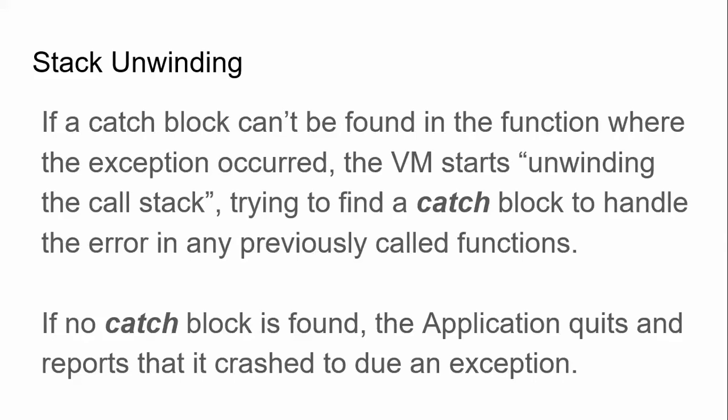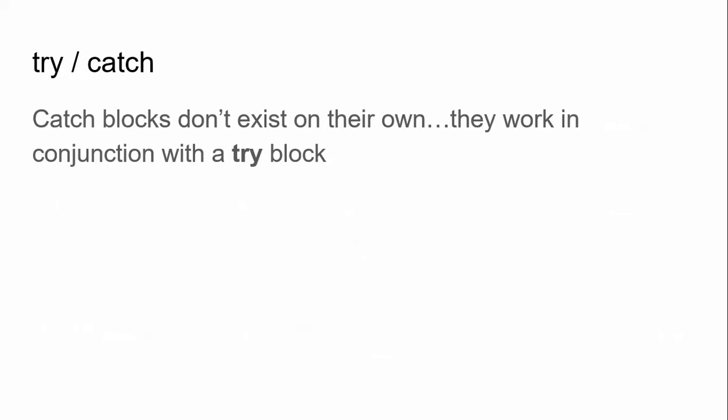So if an exception is thrown, what is called stack unwinding starts occurring, where the program, or the virtual machine, the runtime environment, will start trying to find a corresponding catch block for that exception type. Now, catch blocks don't just operate on their own. They don't live on their own. They operate in conjunction with a try block. So try and catch go together in pairs.